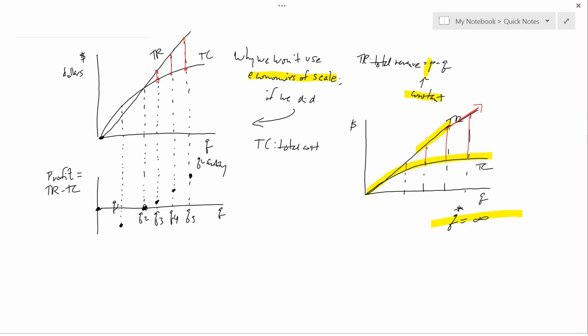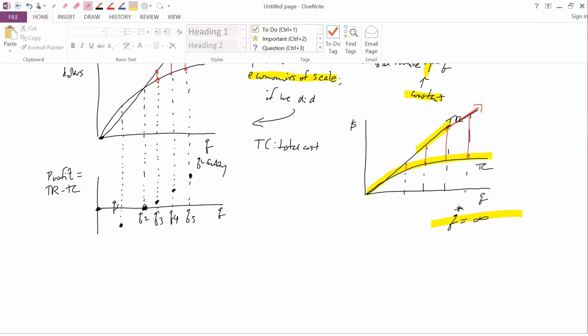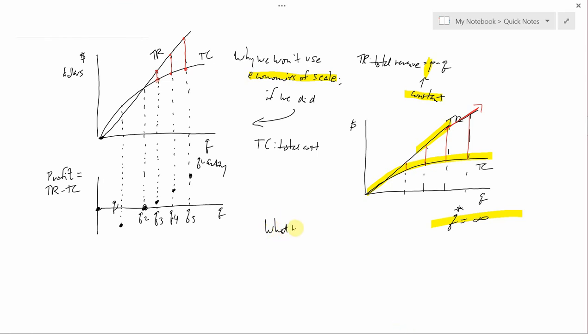The assumption we are going to make is diseconomies of scale. That is, the bigger the firm is, the more at a disadvantage it is in terms of costs. As quantity increases, cost rises more rapidly than linearly. So we're going to assume that total cost curves look like this. This shape mathematicians would call convex.